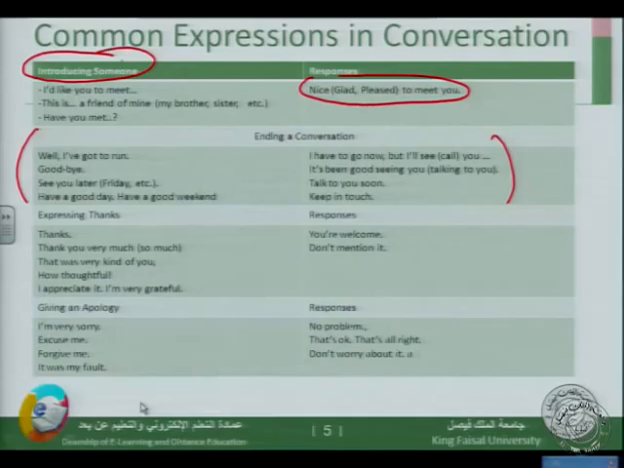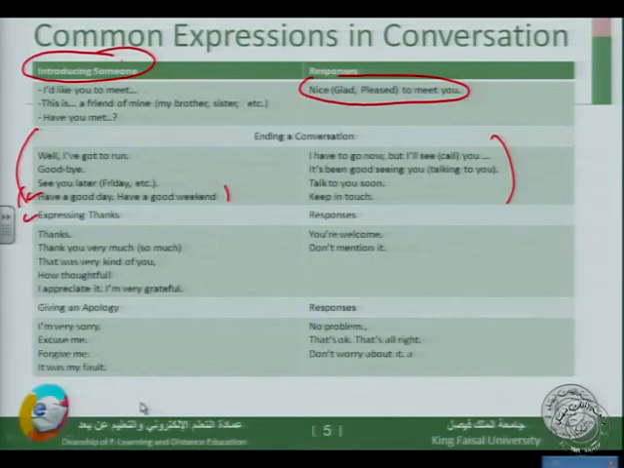If you want to end a conversation with the same person, you can use these expressions. Again, we have talked about this, so I want you to memorize all or most of these expressions and understand them. Okay, if you want to end a conversation, you can say, well, I have got to run. Or goodbye, see you later, maybe on Friday. Have a good day, have a good weekend. Sometimes they say, keep in touch, talk to you soon, it's been good seeing you, I gotta go now, but I'll see you or call you. So usually people say, have a good day, have a good weekend. These are some of the expressions you can use to end a conversation.